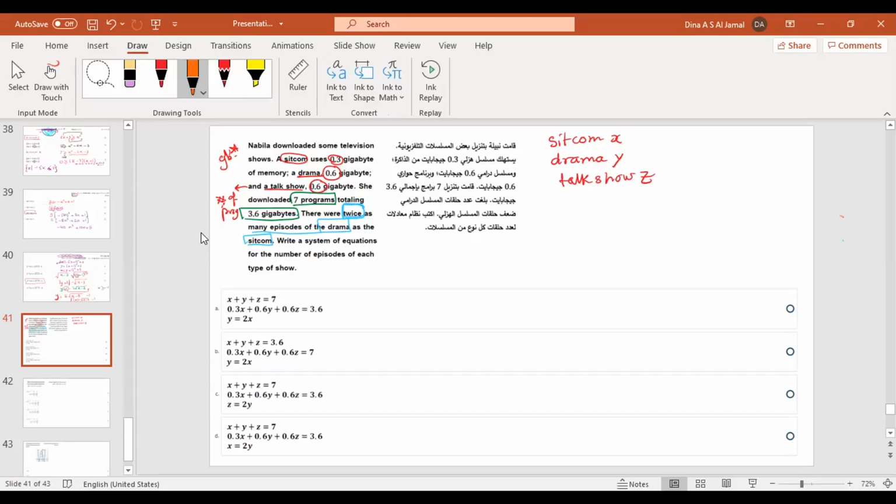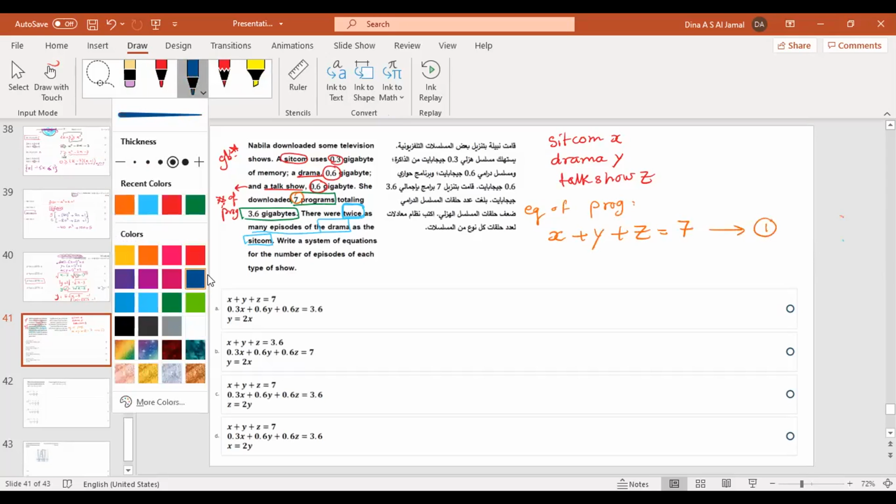First of all, I would like to have the equation of the number of programs. So this is the equation of programs. If I add all of them, X plus Y plus Z, he told me that she downloaded 7 programs. So this is my first equation. Now let's see the second equation.